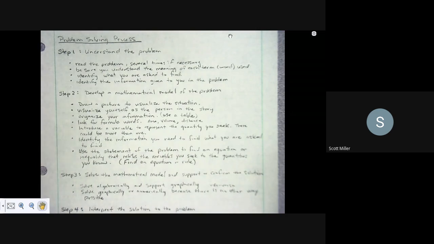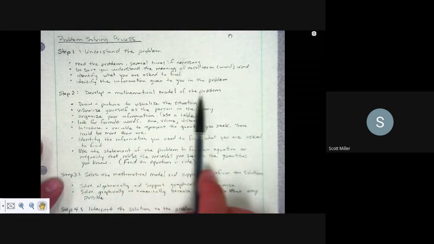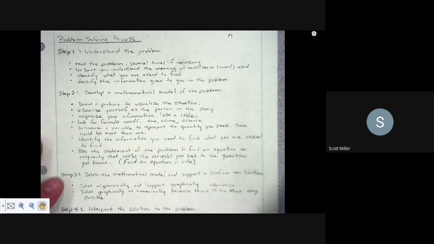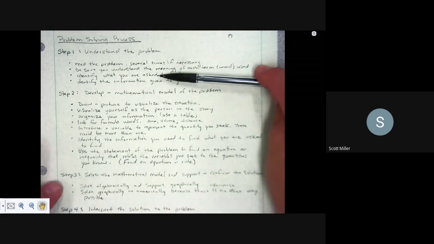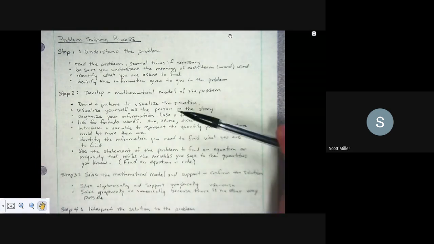You're starting that process. The second step is you want to develop a model of the problem. Draw a picture. You can actually draw the picture up here in the understanding part if it helps you understand the question. Drawing a picture is a good thing to do. Visualize yourself as a person in the story, so be part of the story. You have life experiences. Use them to your advantage.